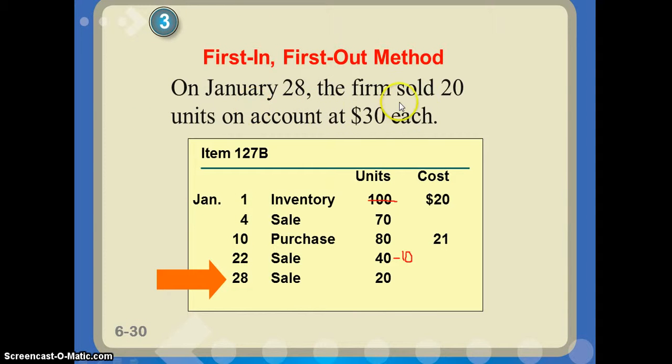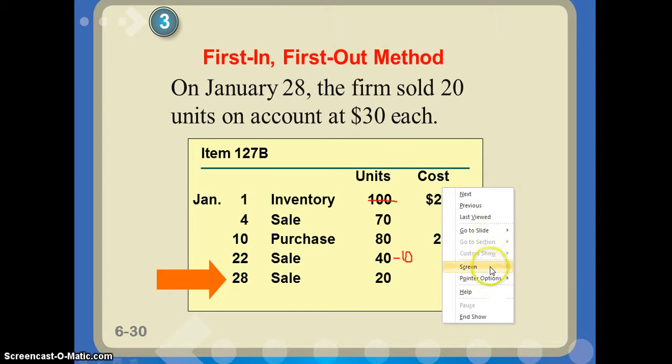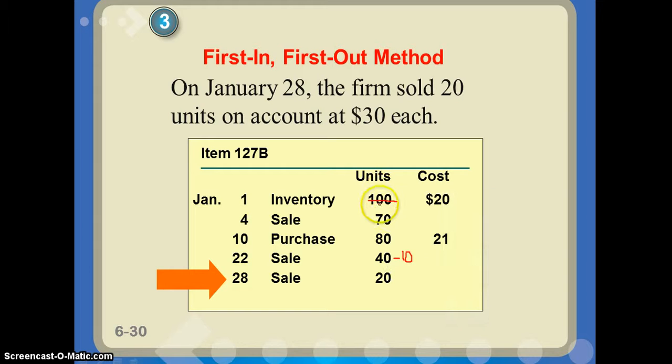Next, we have a sale of 20 units on account for $30 each. So we're selling them for $30. These 100 units are already gone. We've already sold those. 70 in the sale, 30 in the sale.